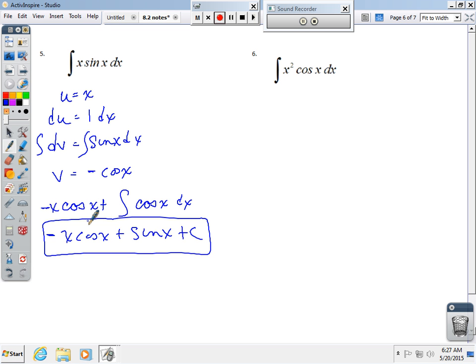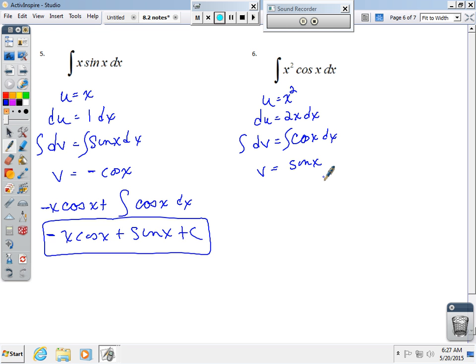Okay, I believe this next one is we have to do it twice. I paused there for a second because I didn't think I was recording. Hopefully this is. Alright, so u is going to be equal to x squared, du is equal to 2x dx, dv is going to be equal to the cosine of x dx. Integrate that. So the integral is a v. The integral of cosine is a sine x, and then plus c.